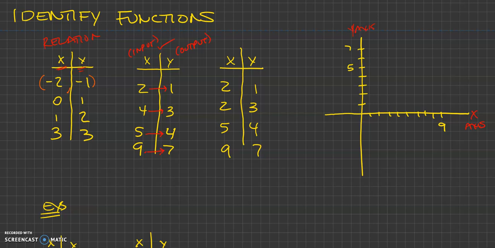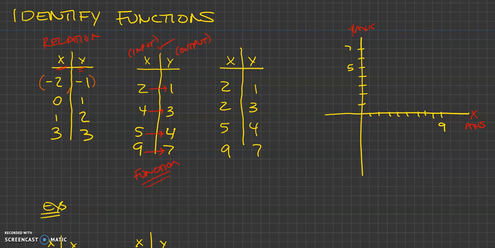Please don't worry about the rule or how I'm going from 2 to 1 or 4 to 3 or 5 to 4 or 9 to 7. Right now, I just want you to see the concept that each of those input values results in a distinct Y, a unique Y. That is a function.